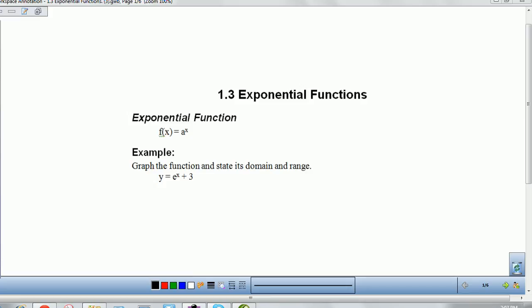Okay, in this video we're going to take a look at exponential functions and then do an example, and then look at the number e and what that looks like.